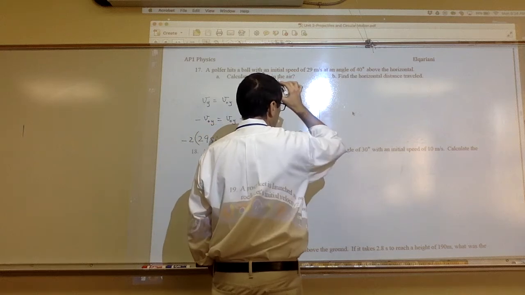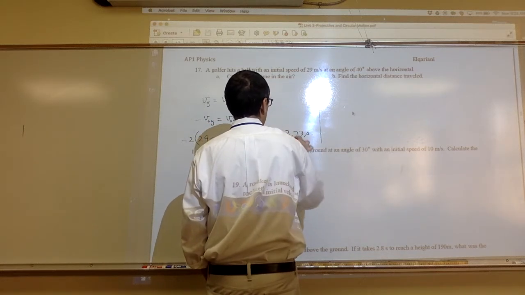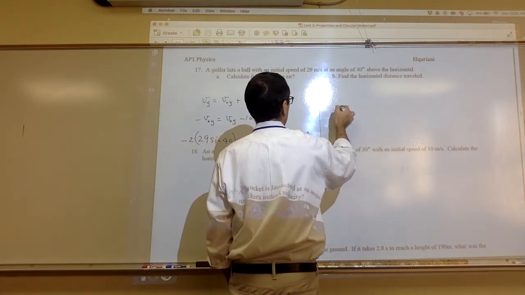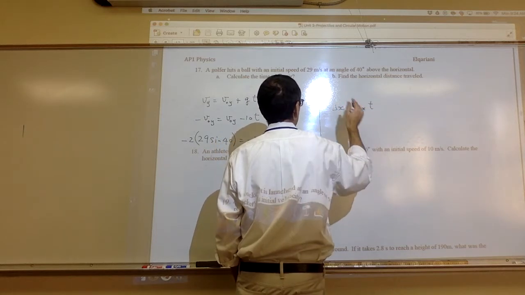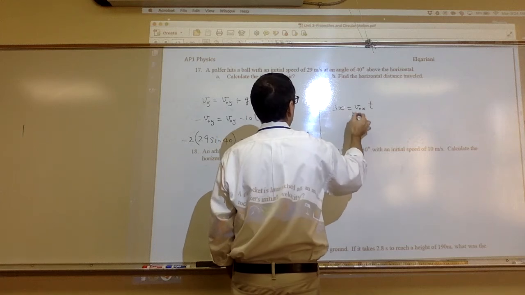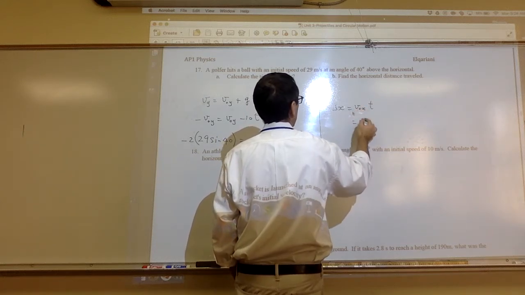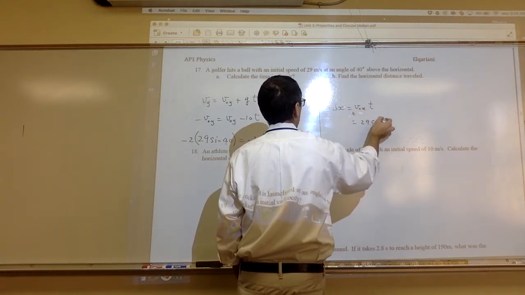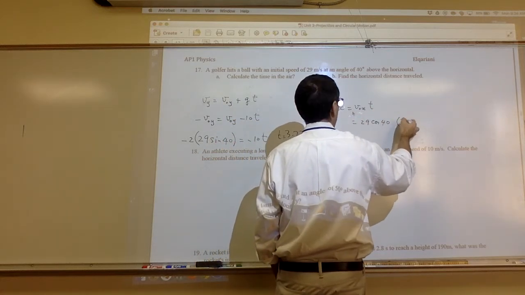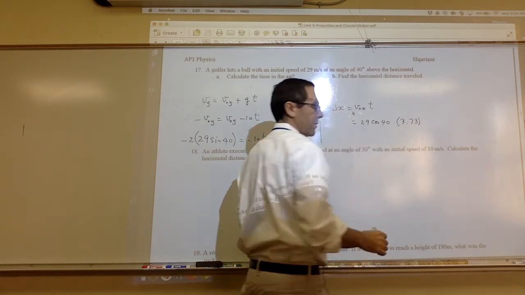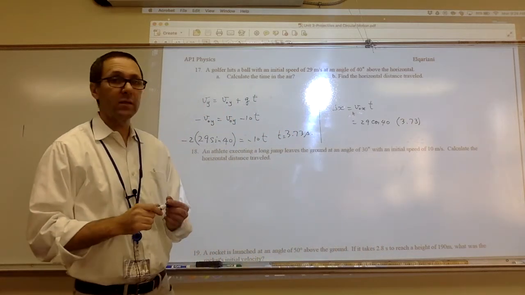And that's the time we're going to use to find the range. Okay, so delta x is the initial velocity in the x direction times time. The initial velocity in the x direction is 29 cosine of 40. If you can't see that, go back to the previous problems. And the time is 3.73, and you get the answer that's in the answer key.